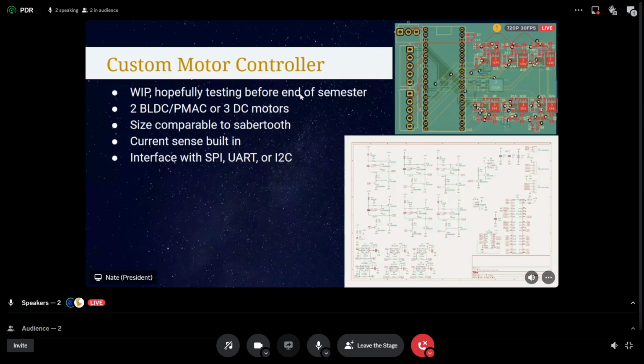So I've still been working on the custom motor controller. That's been an ongoing project. Not a whole lot has changed since the previous design review for it, so all the specifications for that are pretty much the same.